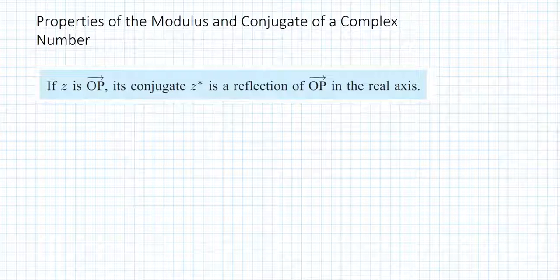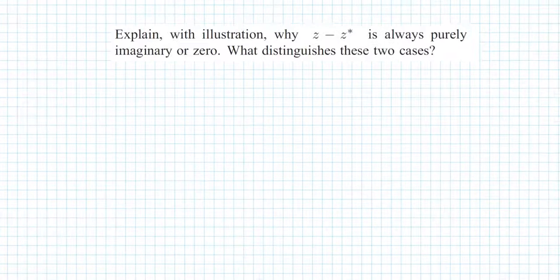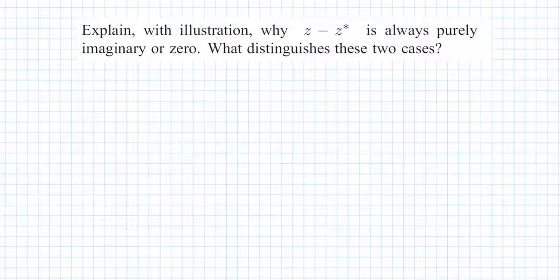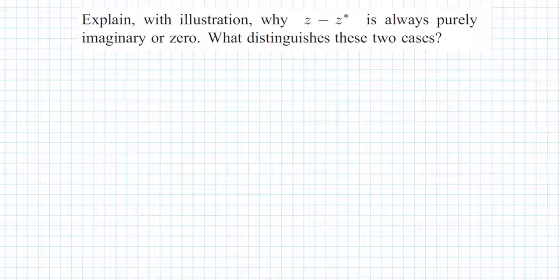So in this video, we're going to take a further look again at the modulus and conjugate of a complex number and see some of the sort of questions we can have around these two things. Okay, so explain with illustration why z minus z star is always purely imaginary or zero. Now, before we do this, I'd much rather do this algebraically, rather than with an illustration. We'll look at that illustration in a moment.